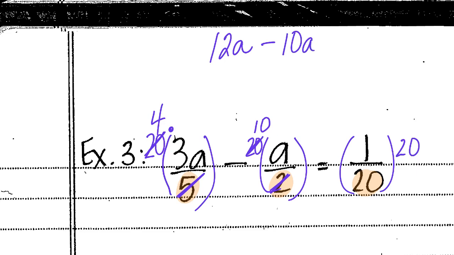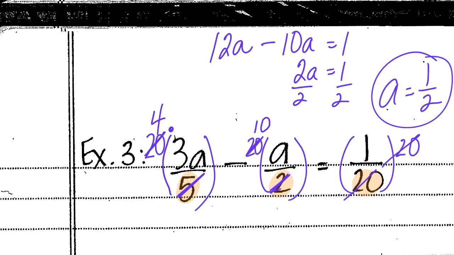Well, that makes it easy, doesn't it? And then I have 1/20th of 20, which is going to be 1. From here, 12a minus 10a? 2a. And don't forget that you have to divide each side by 2. So a is equal to 1/2. Feel good?